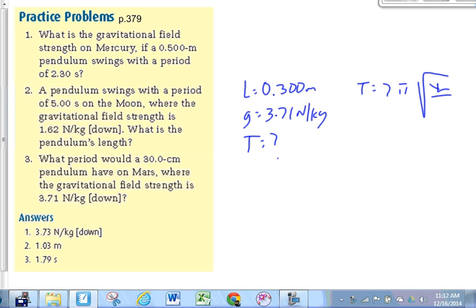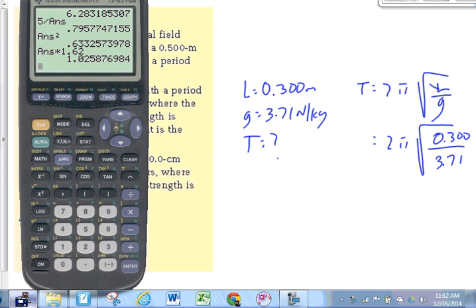This one's easier because we don't have to rearrange it. Let's get what's inside the square root sign first. Let's say 0.3 divided by 3.71. Let's square root that. And then let's multiply it by 2 times pi. And we get 1.79.